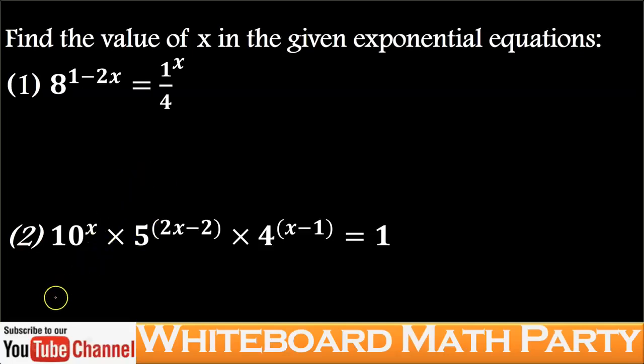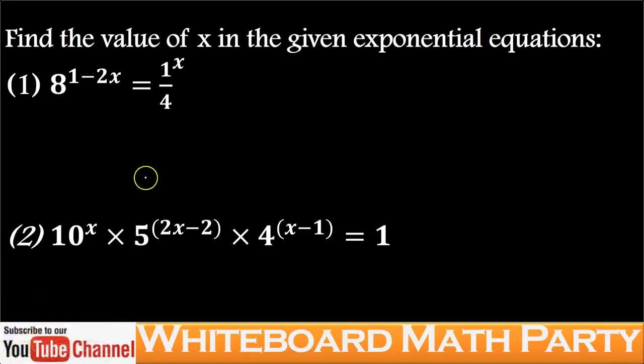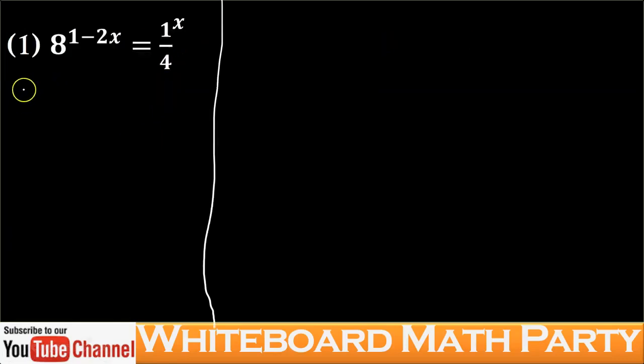Our responsibility here is to find the values of x for these two questions that we are given to solve. The first one is 8 to the power of 1 minus 2x is equal to 1 upon 4 to the power of x. So let's begin by working out 8 to the power of 1 minus 2x is equal to, here is exactly the same thing as 1 upon 4 all to the power of x. So you should know that, all right? With that in mind, we can do something like this.